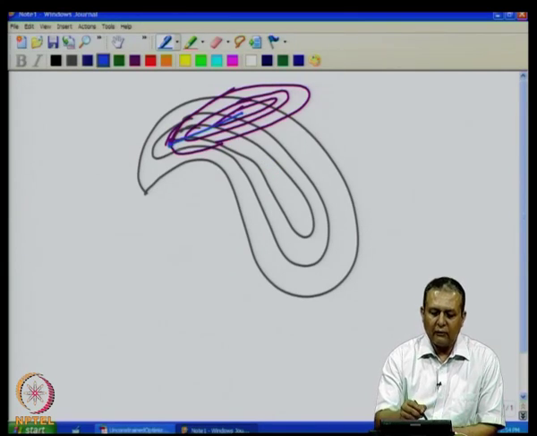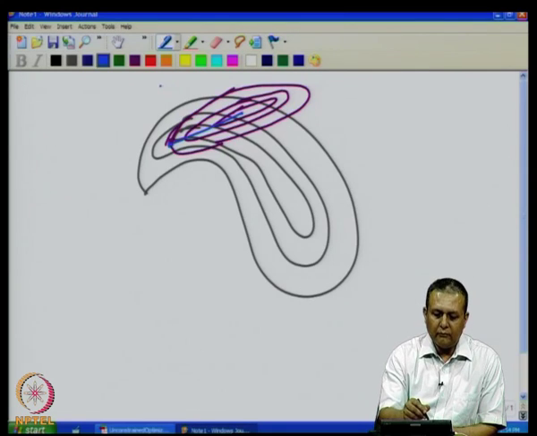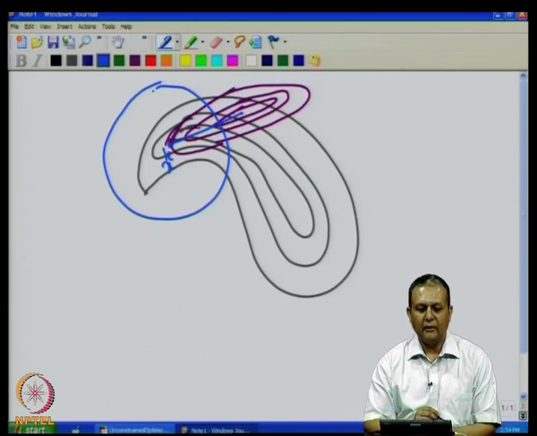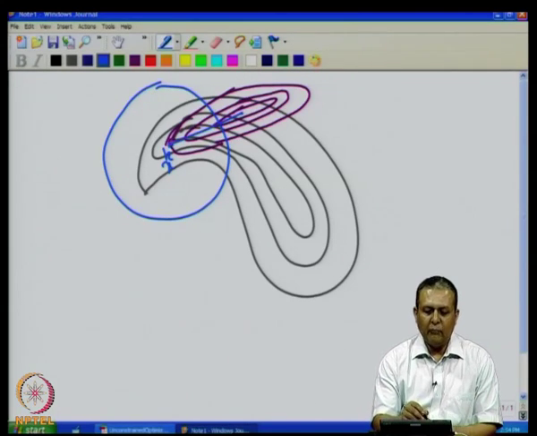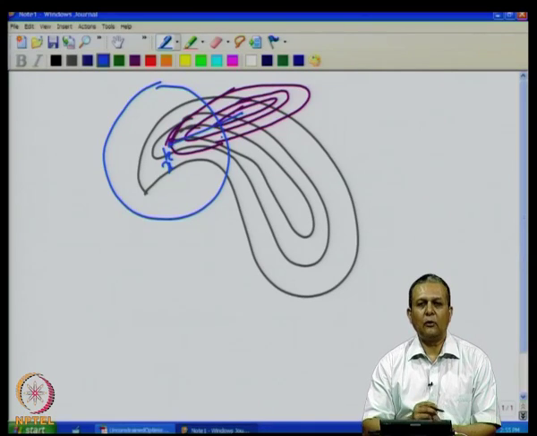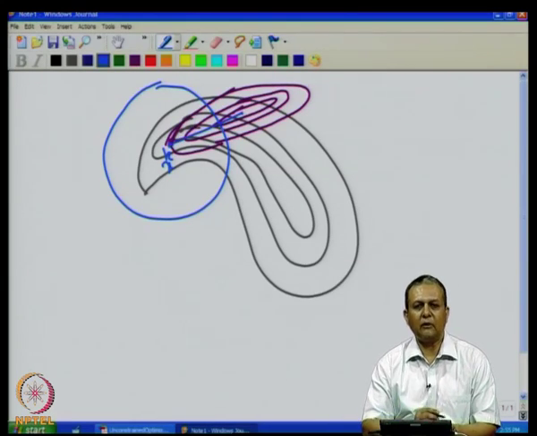So, in such cases what one can do is construct a region of trust around x k. So, if this is x k, we can construct a region of trust around x k, and then minimize the quadratic approximation that we have got in this region of trust, and then go to the new point. Now, if it so happens that the region of trust is good, and if we go to the new point and find that the approximation is really good, then we can expand this region of trust.